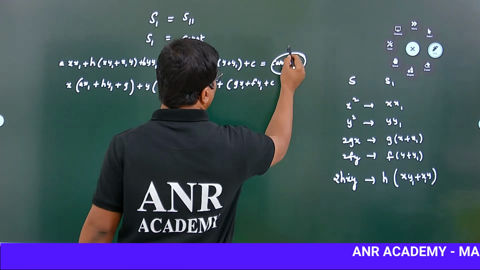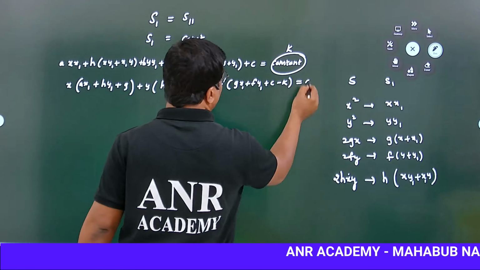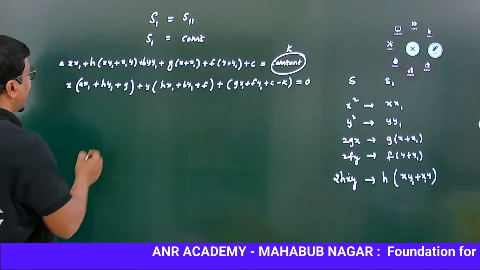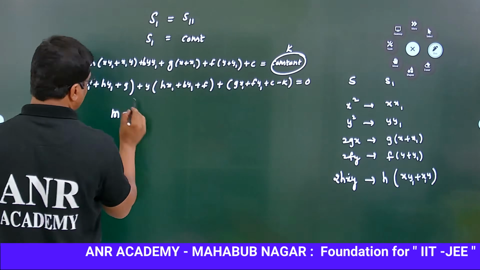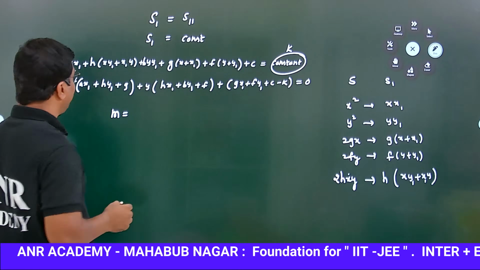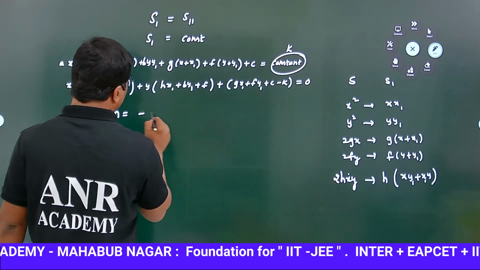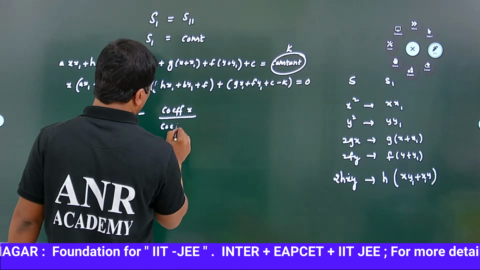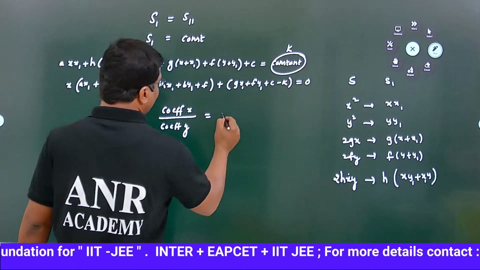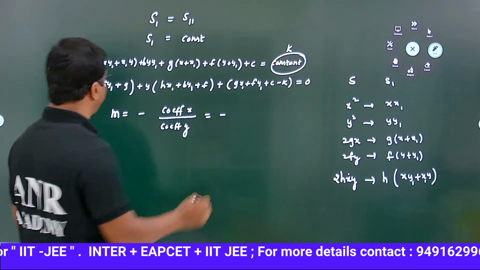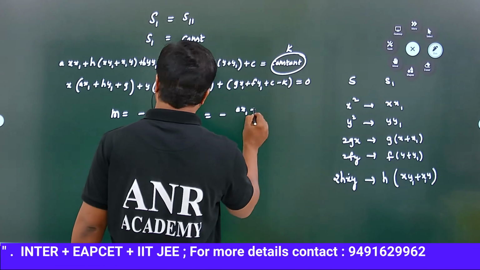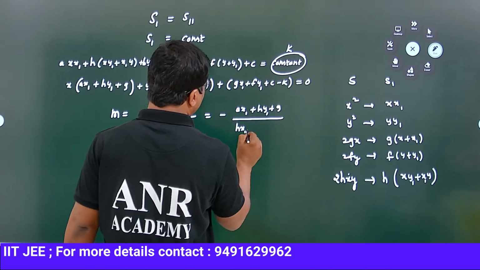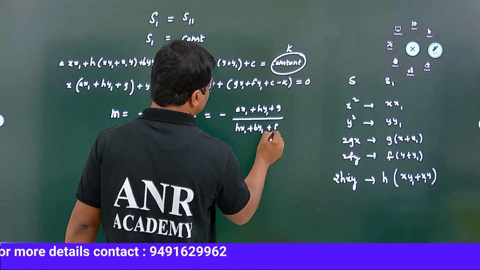This constant, suppose that some k, so minus k equal to 0. And here it looks like a straight line, right? And for which I am going to write slope of the line. You know that slope is written as minus of coefficient of x divided by coefficient of y. So minus outside. What is coefficient of x? You have ax1 plus hy1 plus g divided by hx1 plus by1 plus f.